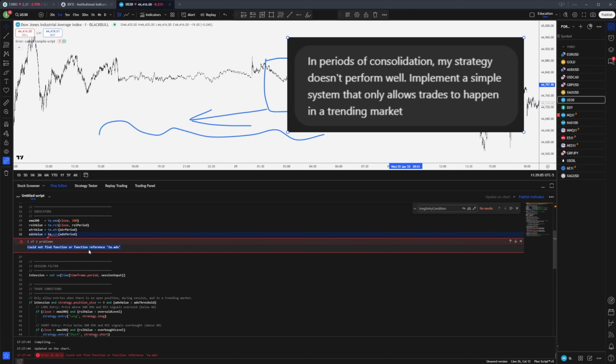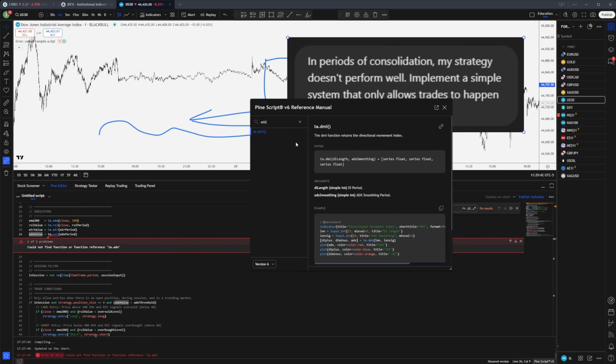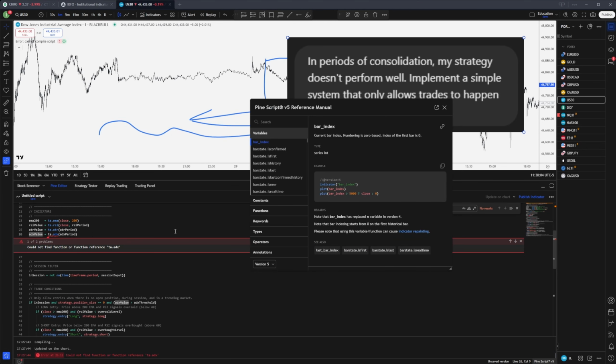So what you're going to do, you're just going to look at the error and try to interpret it. If we look, we have the 200 EMA, the RSIs and the ATR, and now the TA. It is saying could not find function TA.ADX, all right, which means that it is not finding the ADX indicator. So what do you do? You open the reference manual and type ADX, and there we go. As you can see, it is not actually called ADX, it is called the DMI, which is the directional movement index, which as you can see is going to be the same as your ADX. We are coding in version 5, and that is because GPT has the most information on version 5.